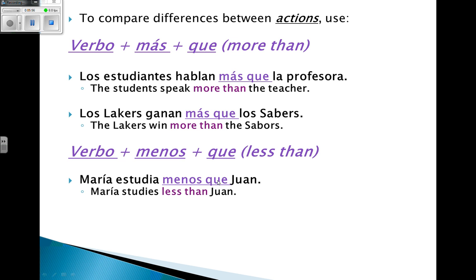Más que. To say less than, it's the same idea, but menos que. Verbo menos que. María estudia menos que Juan, which is Maria studies less than Juan. Okay, again, here it's using a verb and then más que o menos que.